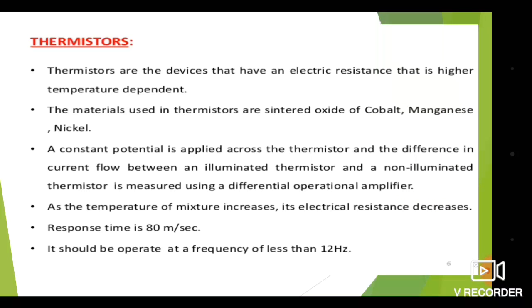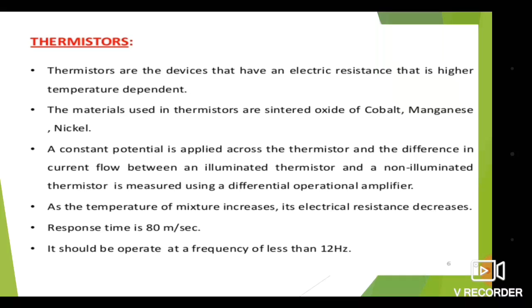So what is the thermistor? Thermistors are devices that have an electric resistance that is highly temperature dependent. The materials used in the thermistor are sintered oxides of cobalt, manganese and nickel, so it is mixed oxides. A constant potential is applied across the thermistor, and the difference in the current flow between the illuminated thermistor and non-illuminated thermistor is measured using a differential operational amplifier.